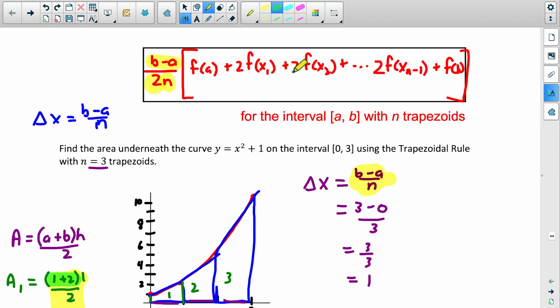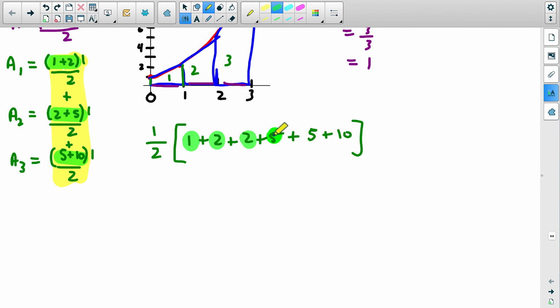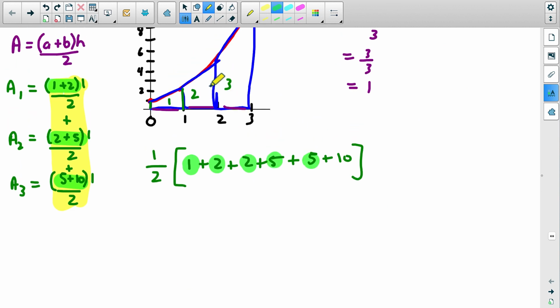Next, you would do f of x2, the third point. That would be right here. And the output is 5. It says you have to multiply it by 2. Why do you multiply it by 2? Because it shows up 2 times. Why does it show up 2 times? Because it's the right hand side of the second trapezoid and it's the left hand side of the right trapezoid.